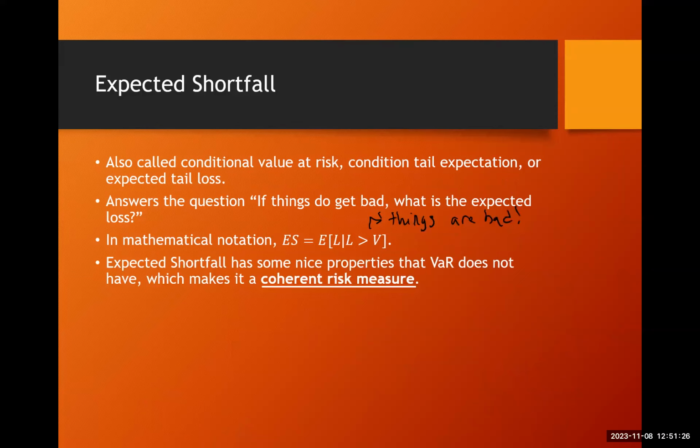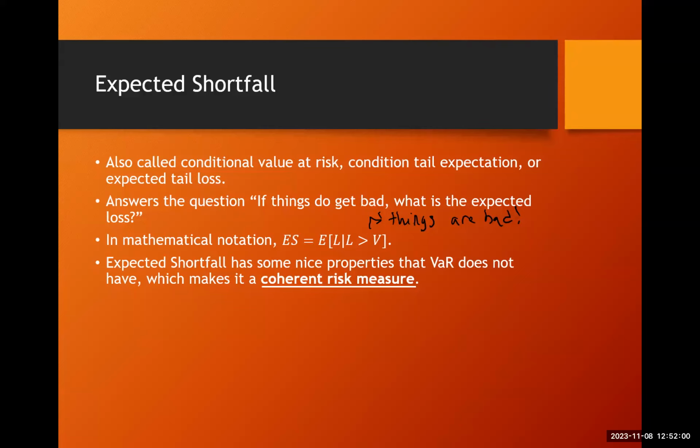We then discussed another risk measure called expected shortfall, which uses value at risk in its calculations. It says, what are the expected losses given we're at our value at risk point or higher? So the expected shortfall can be expressed as the expected value of our losses given our losses exceed the value at risk.